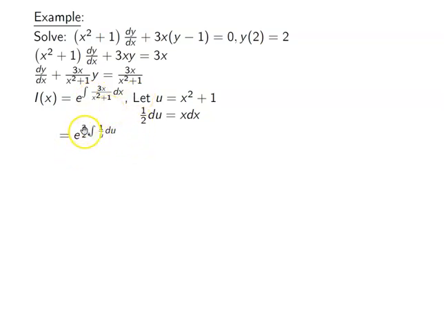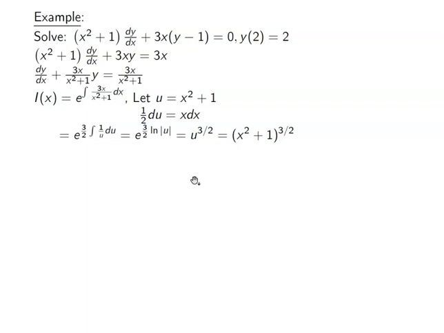And this turns into e to the 3/2 integral of 1 over u du, which I know is natural log of u. Before I even substitute this in, I know e raised to the power of natural log always cancels. So this actually turns into u to the 3/2 power. Then I have to make that substitution for u, which is x squared plus 1, and that is my integrating factor.